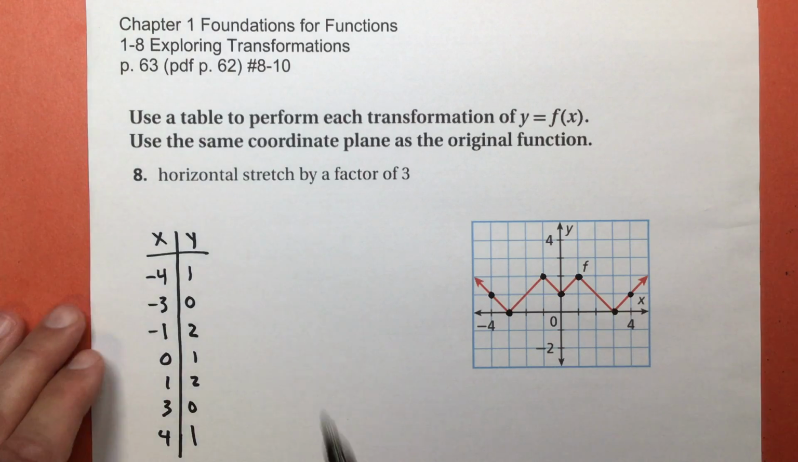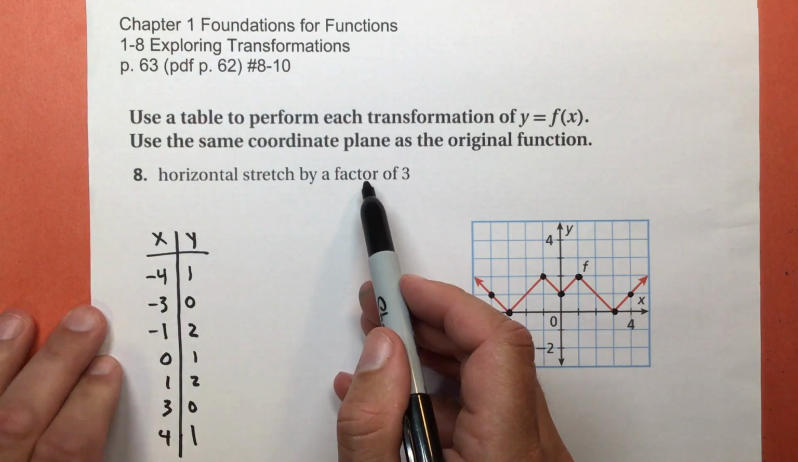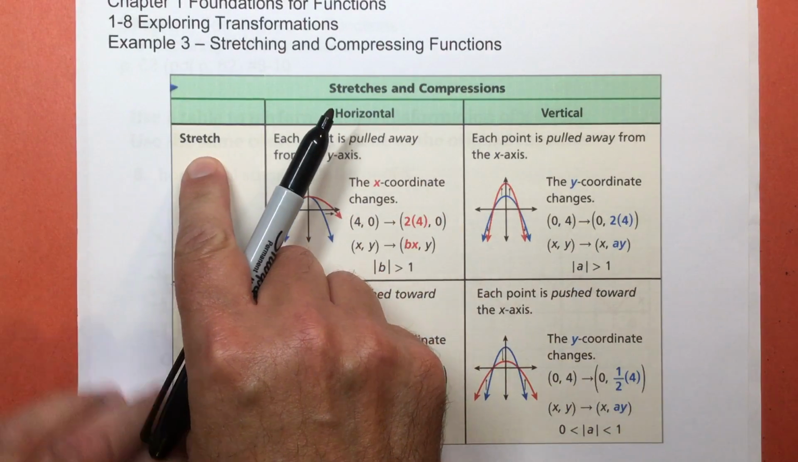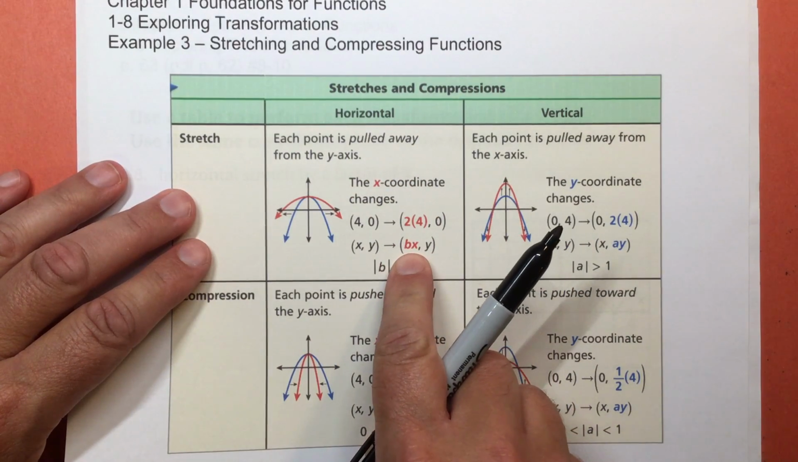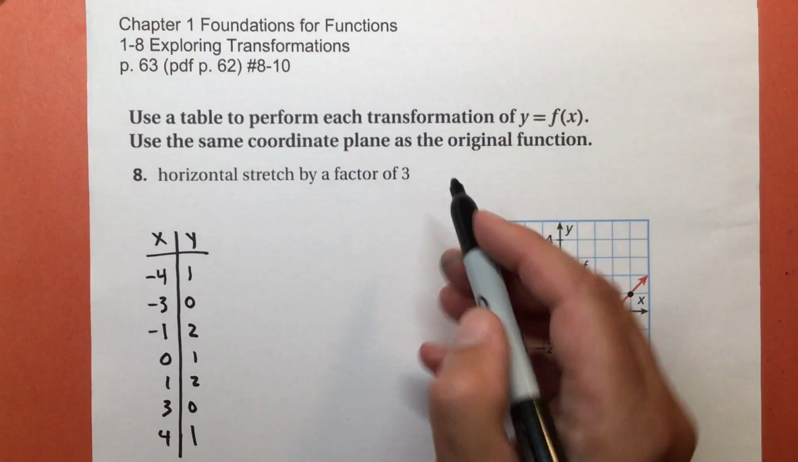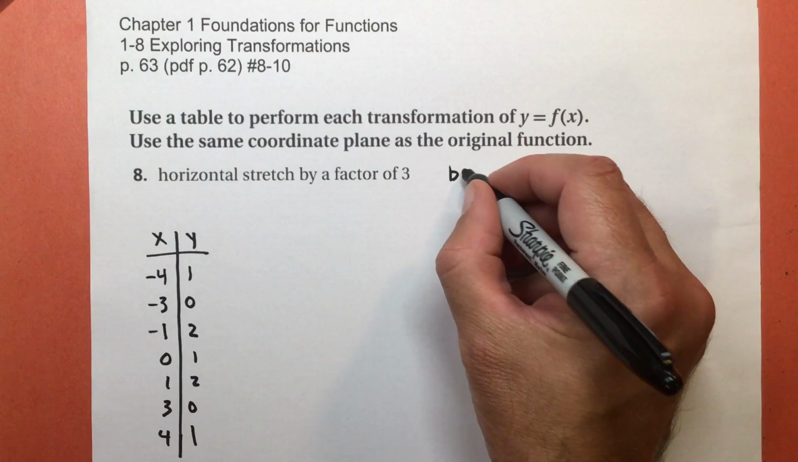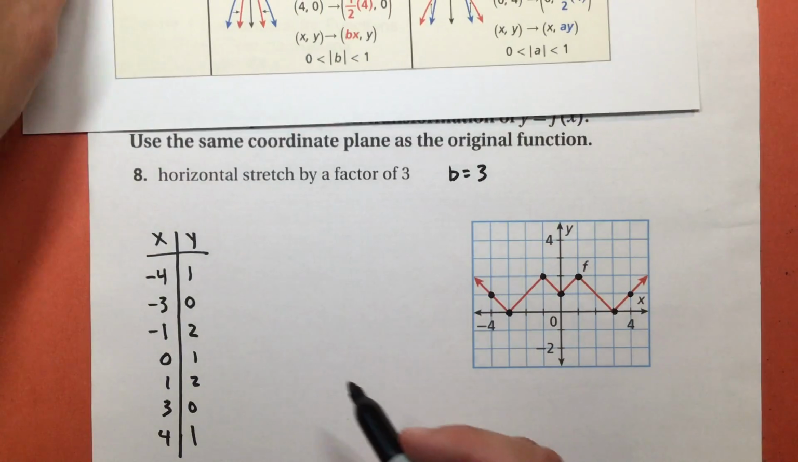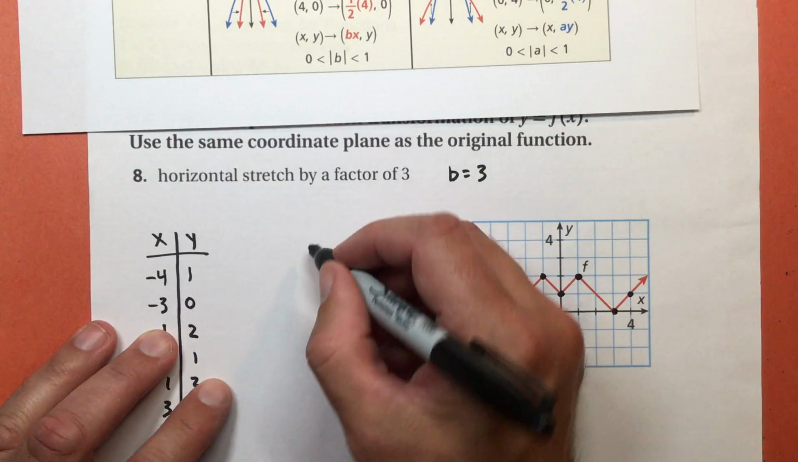The new graph is going to be a horizontal stretch by a factor of 3. Let's look at the table. So horizontal stretch tells me I'm going to multiply the x by a number. The number that I'm going to use is going to be 3. So my b is going to be 3. And my rule is going to be 3 times x.